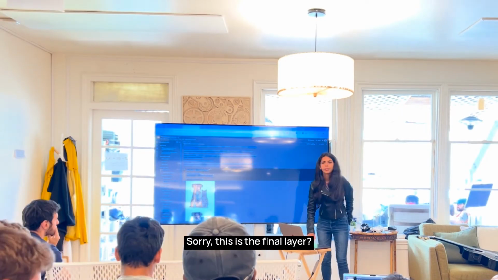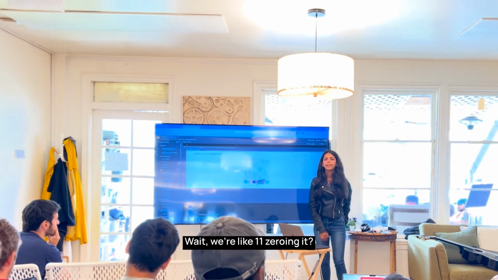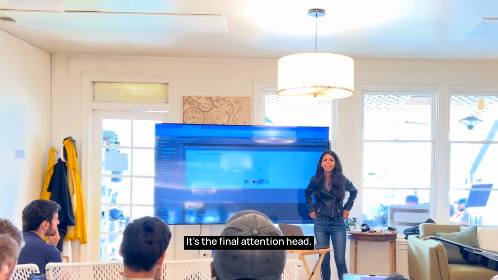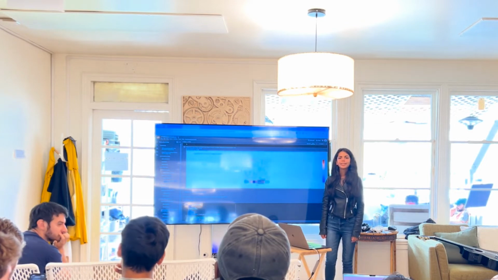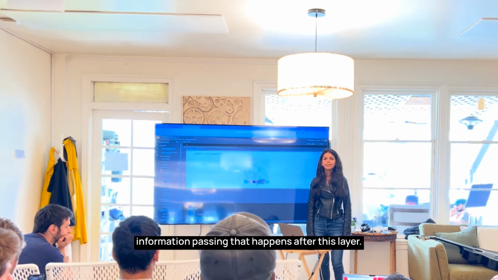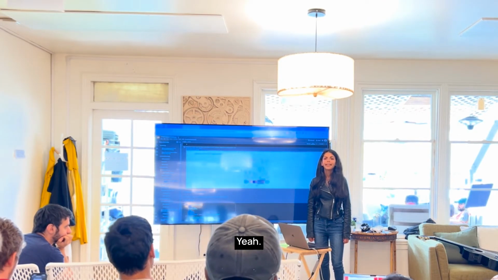background. So this is the final layer? This is layer 11. Yeah. Out of 12. Wait, there's 11, zero indexed? Yes, zero indexed. So it's the final layer. Yeah, it's the final layer. So in this case, there's no further information passing that happens after this layer. So the only thing that matters is the information moved to the CLS token. Exactly, yeah.